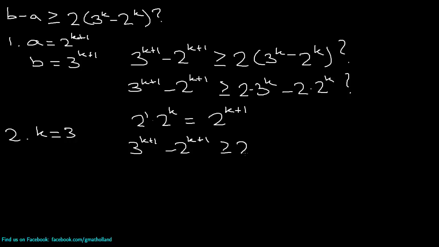And now on the right-hand side we will actually get the same term, which is 2 to the power of k plus 1, which we find on the left-hand side as well. And so if we have minus 2 to the power of k plus 1 on the left-hand side, as well as on the right-hand side, we can now remove that term because we can add 2 to the power of k plus 1 on both sides. So on the left-hand side we remain with 3 to the power of k plus 1, and on the right-hand side we have 2 times 3 to the power of k.